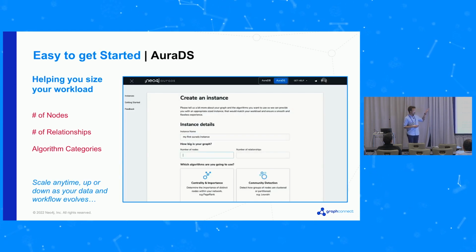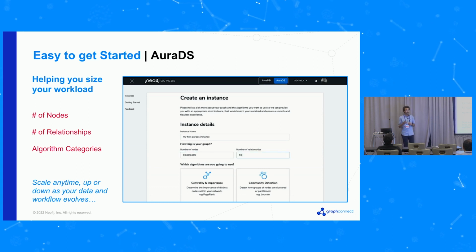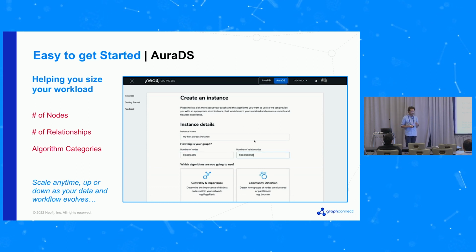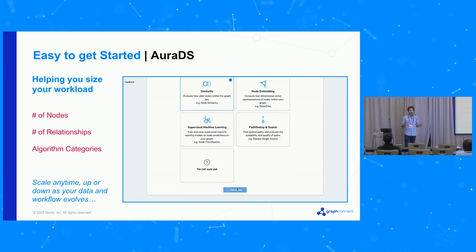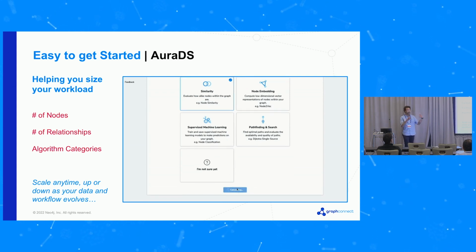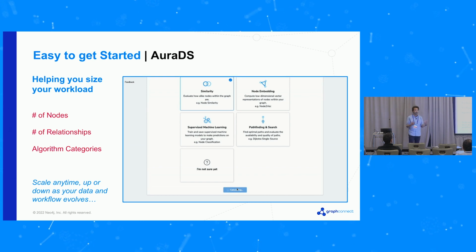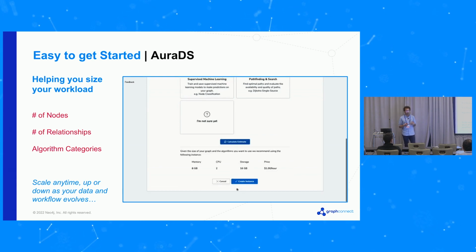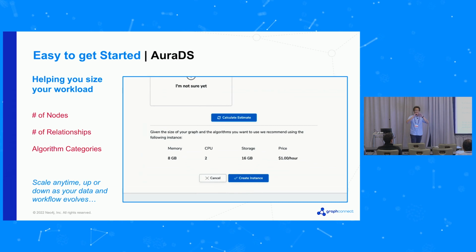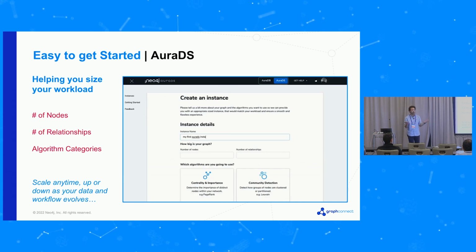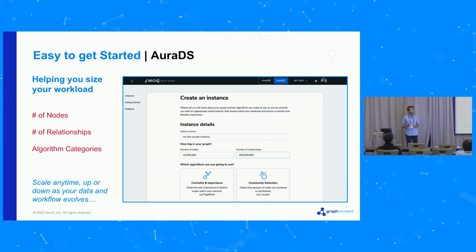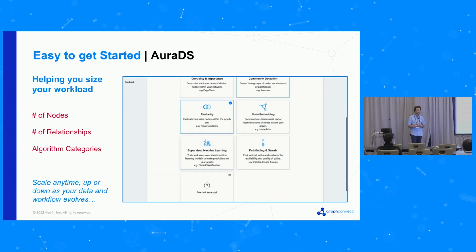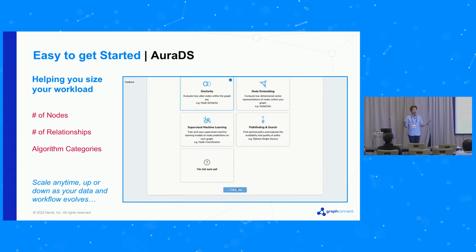I mentioned it's easy to get started, so we give you help with selecting the most appropriate size hardware. So here we're just inserting the number of nodes, number of relationships, and then we're asking it to calculate and estimate. We go behind the scenes, run the estimator functions for those size graphs, and we give you back an estimation that says, hey, if you want to run all the algorithms within this category, you're going to need this size. Afterwards, maybe you say, okay, I don't want to do similarity, so you can scale down, or maybe you say, I want to run embeddings, which require a bit more compute power, so you can scale up as well.